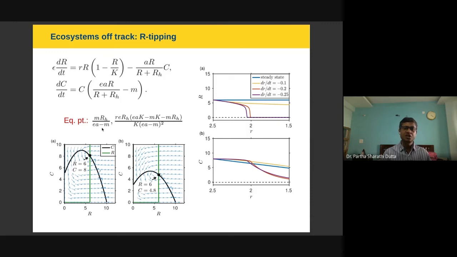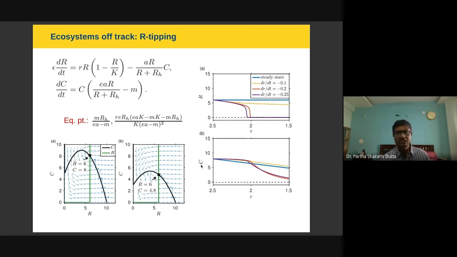Now the question comes, if I give a critical rate to the parameter, dR by dt, so if I make R time dependent and start giving it a rate, and I consider dR by dt equals minus 0.1, what would happen? You see that is the yellow line. Though there is a deviation, in some sense it is still close to the quasi-steady state. But the moment I consider a higher rate of change in dR dt, the resource abundance suddenly comes to zero and settles there.